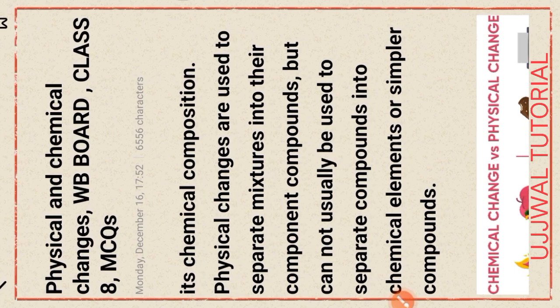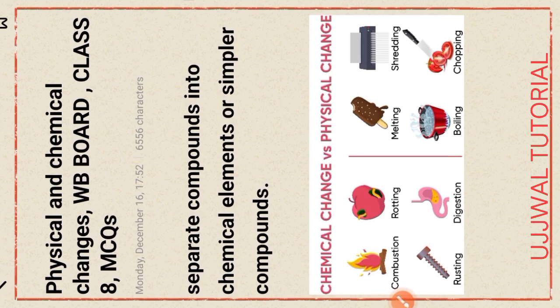So the picture: chemical change, combustion of wood, rotting of fruit, rusting of iron, digestion. All the chemical changes follow irreversible change. But most of the physical changes are reversible, but some are irreversible.